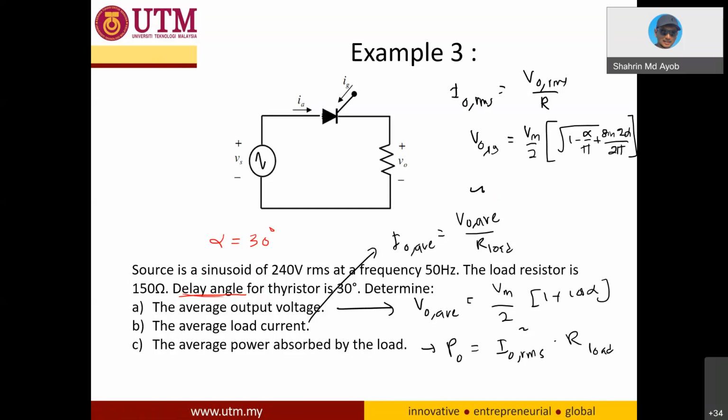So determine the average output voltage. I think this one you can directly use the equation: Vm over 2, 1 plus cos alpha. So your Vm is your 240 volt RMS, 240 multiplied with square root 2. You need to multiply with square root 2 over 2 multiply with 1 plus cos 30 degrees. So you should get 316 volt.